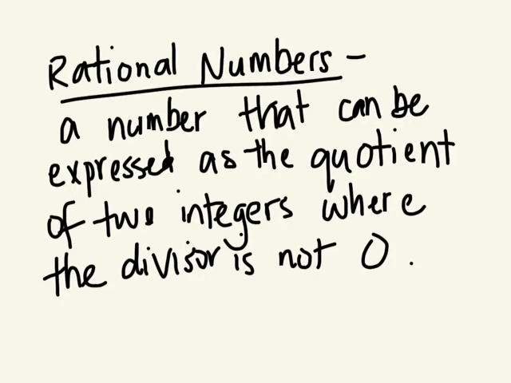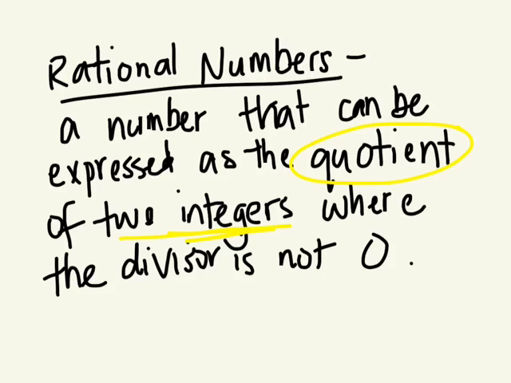So a rational number is a number that can be expressed as the quotient of two integers where the divisor is not 0. What does quotient mean? Okay, an answer to a division question. And what's an integer again? Negative or positive number including 0. Good. Negative or positive whole numbers.